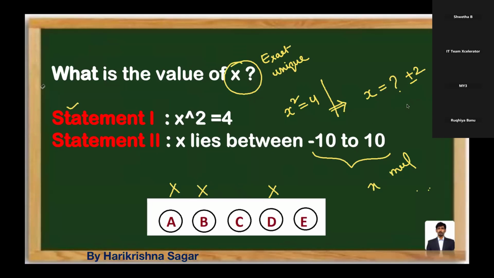Now you merge these two and decide what the answer is. If you merge these two, will you get a unique answer for X? No, because minus 10 to plus 10 means minus 2 will be there, plus 2 will be there. Again, you will still get 2 answers. So that is the reason the answer for the question must be option E.